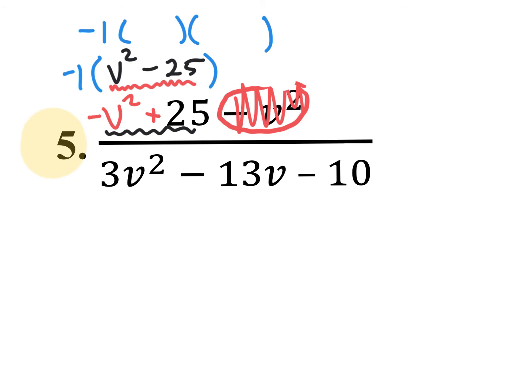Or you could think of it the old school way. What times what is negative 25 that if you combine together is a middle term, which means nothing because there is no middle term? And that would obviously be a positive 5 and a negative 5.